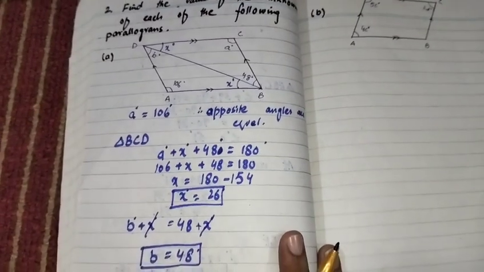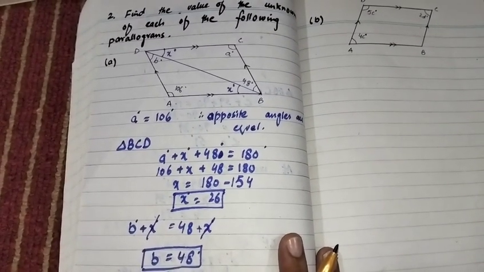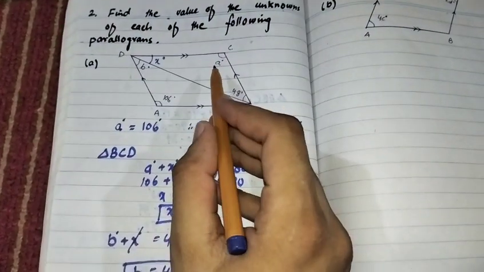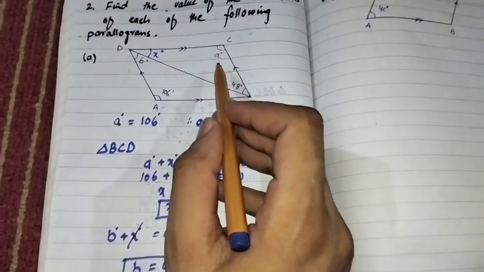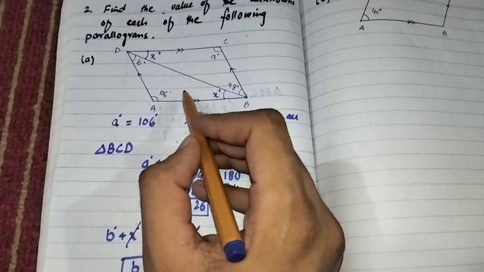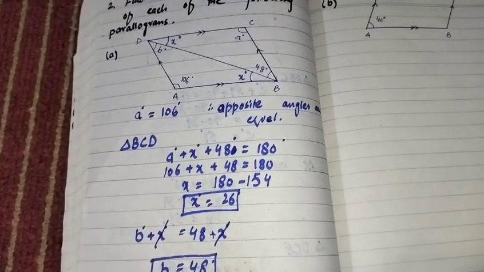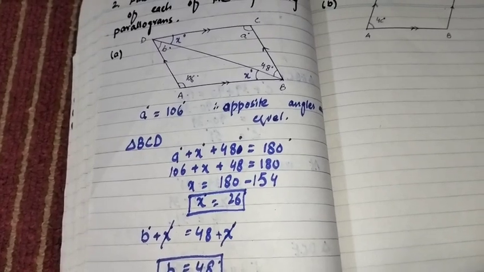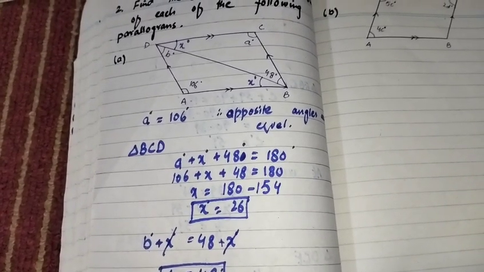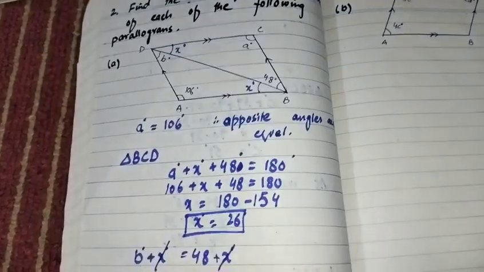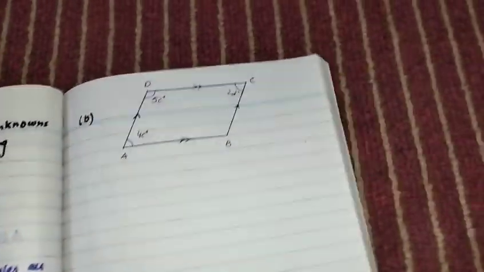Okay, it is question number 2. We have to find the two unknowns A and B. A can be easily found out by using the rule that the opposite angles are equal, so A must be equal to 106 degree, and B can be found by using the rule of alternate angles. Alternate angles are the interior angles of Z, and Z will be made by the transversal line on two parallel lines. Moving to the next question.